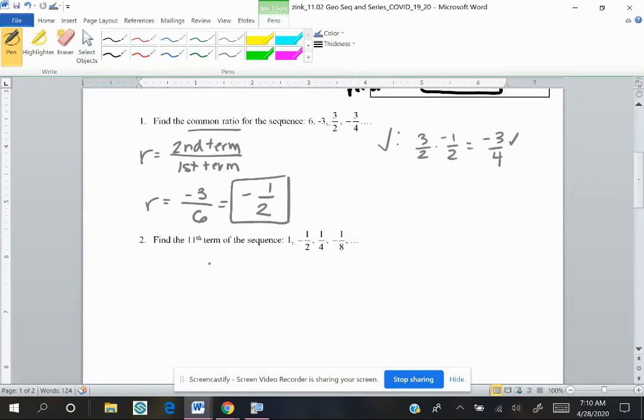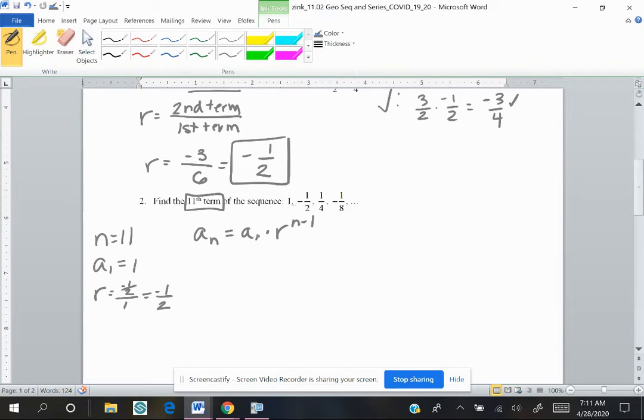Number 2 says find the 11th term. So we're looking for a specific term for the sequence. So we're going to use our term formula, which again is given in the left box or on the reference sheet as well. And I'm looking for the 11th term, so n is going to be 11. I can tell here from this sequence that's written out, a sub 1 is 1. I need to find my common ratio. So to find my common ratio, I'm going to take my second term, divide it by my first, gives me negative 1/2.